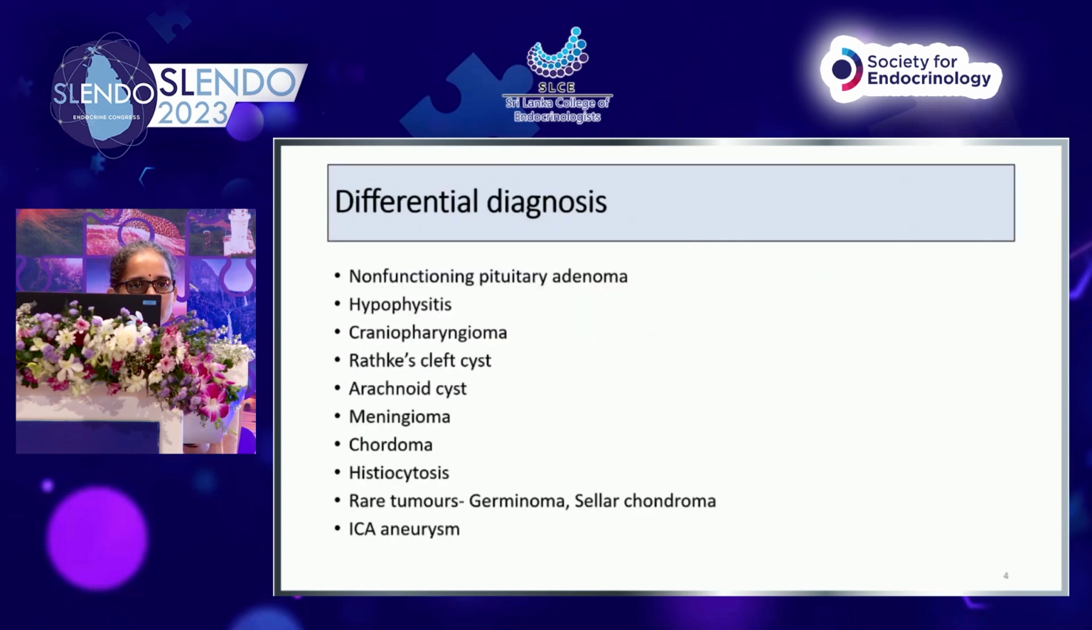The differential diagnosis of non-functioning sellar suprasellar masses include non-functioning pituitary adenoma, which is the most common etiology, followed by hypophysitis, craniopharyngioma, Rathke's cleft cyst, arachnoid cyst, meningiomas, chordomas, histiocytosis, rare tumors like germinoma, sellar chondroma, and not to forget an ICA aneurysm, which should never be operated upon.